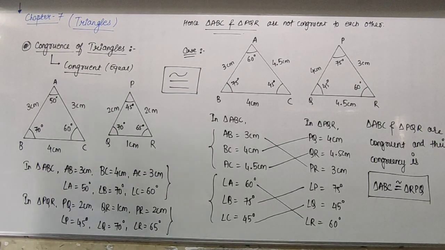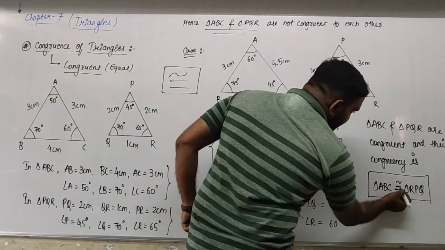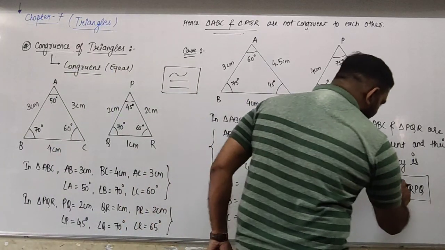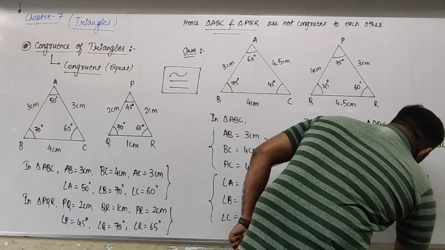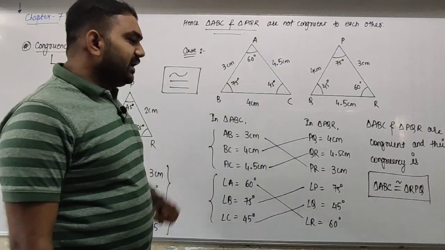This will become congruent. So this is the congruence. That is the symbol for congruence. Put a tilt on top of the equals to sign.